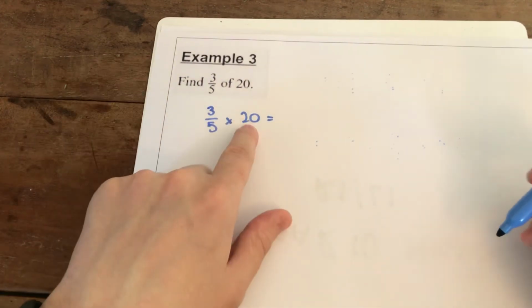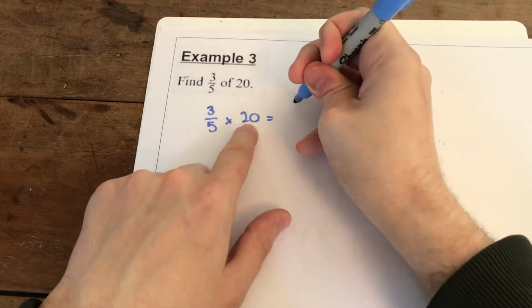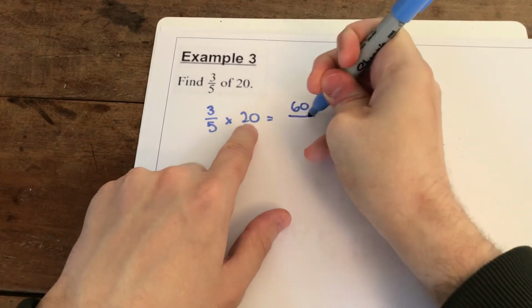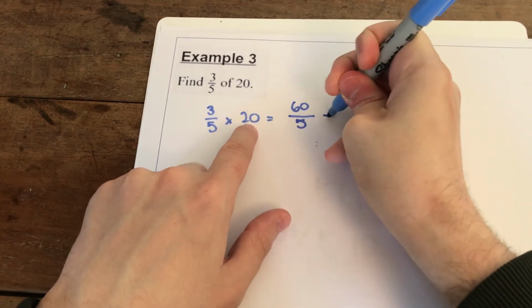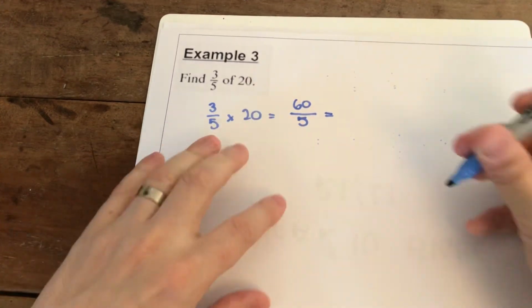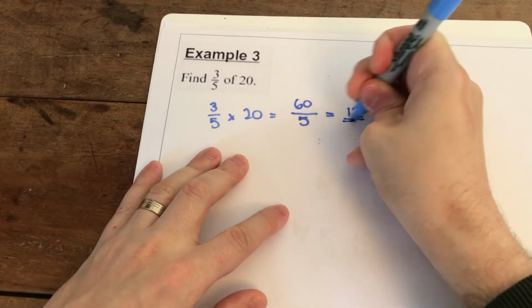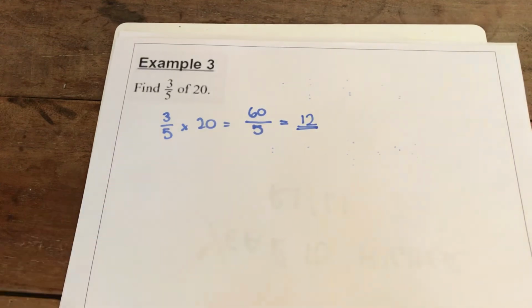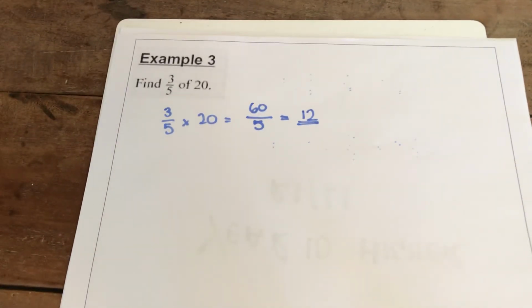So we go 3 times 20 and that gives me 60/5. And then I say how many 5's go into 60? 12. Okay, I'd like you to use this to complete the questions on the second page of the knowledge organizer and any maths watchwork set.